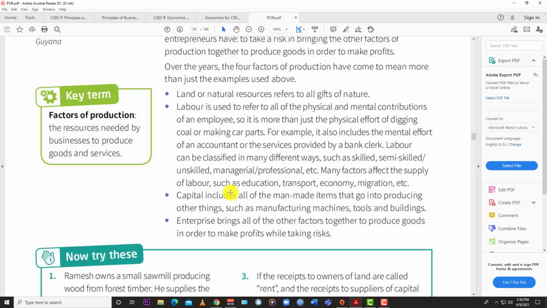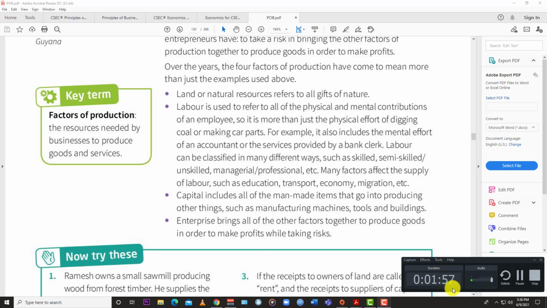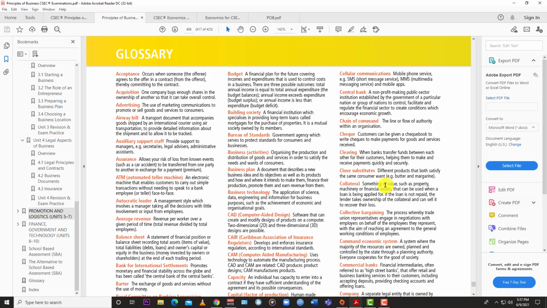And if we could jump to our textbook, we have capital includes all of the man-made items that go into producing other things, such as manufacturing machines, tools, and buildings. So that's the textbook definition right there for capital. And you know capital is a factor of production, first and foremost. All right, and collateral would be something of value such as property, machinery, or financial assets that can be used when a loan is being applied for. If the loan is not repaid, the lender takes the ownership of the collateral and can sell it to recover their loss. But we're not going into all that. The main part is it's assets that can be used to secure a loan, such as buildings, machinery, etc.